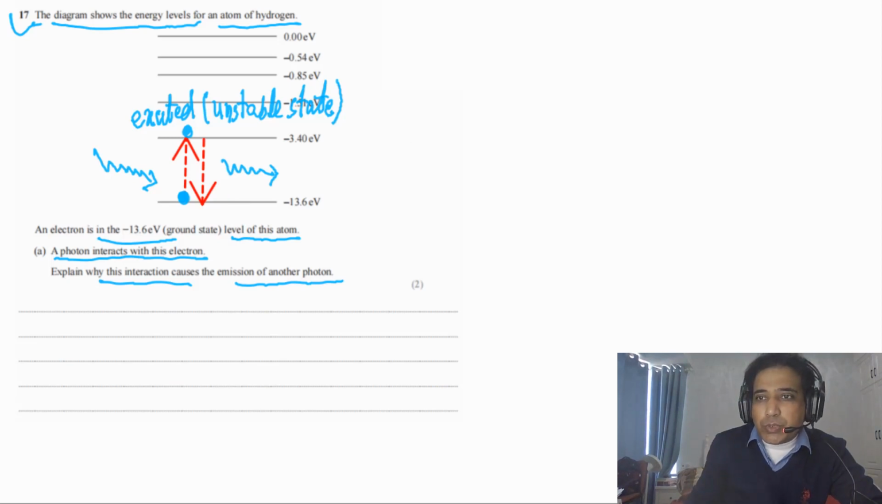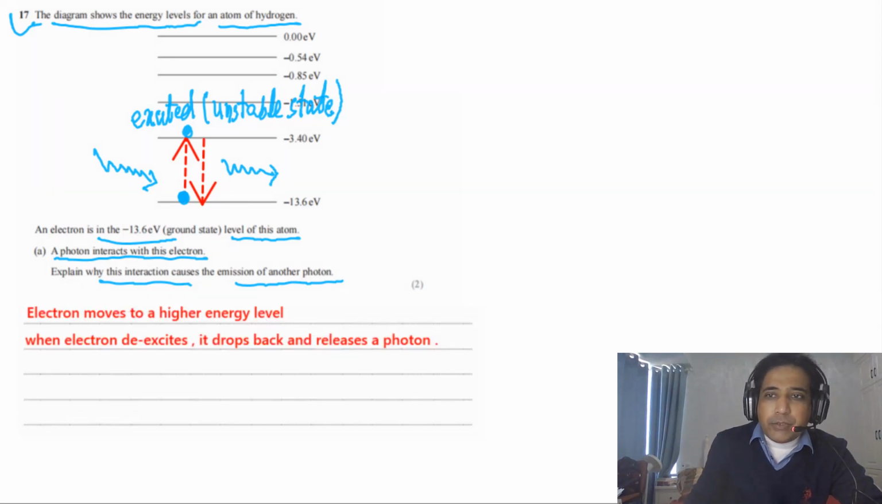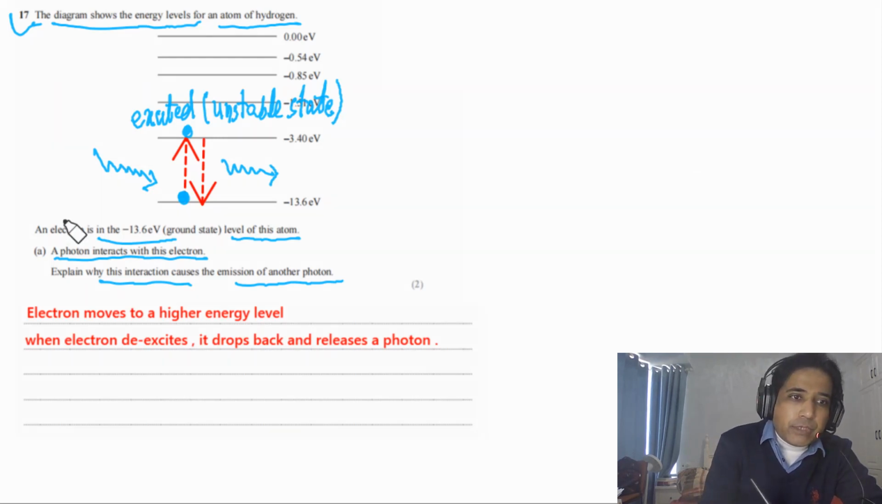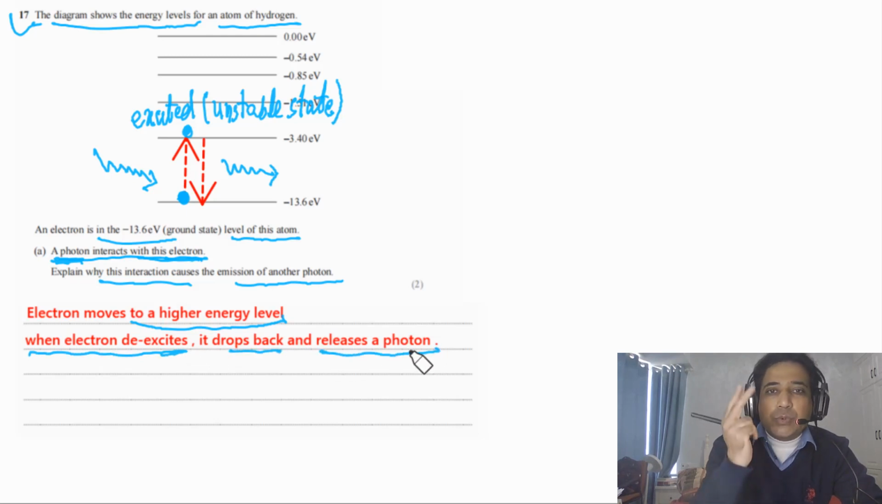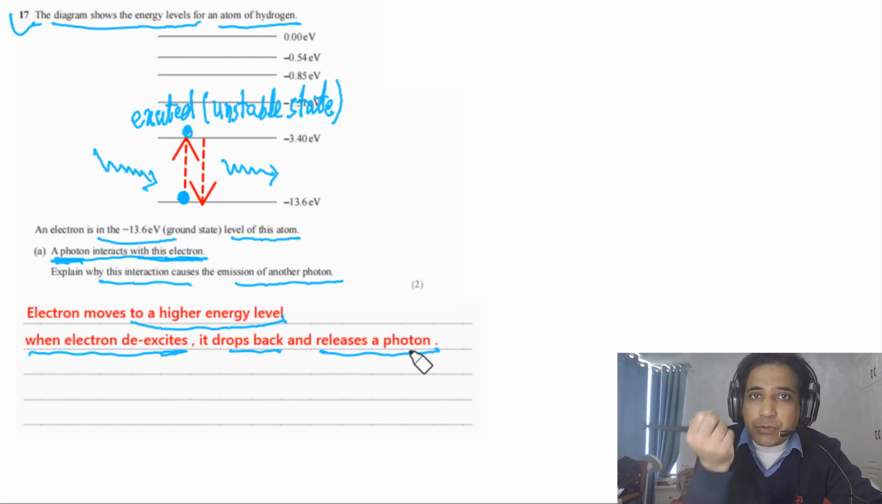Now let me show you how you can write down your answer. In your answer you can mention these 2 points because this question has 2 marks. So we can say the electron moves to a higher energy level when it absorbs a photon, because it is given to us that a photon interacts with this electron. So it will absorb this energy and go to the higher energy level, and when this electron de-excites, it drops back and releases a photon. These 2 points you need to mention in your answer.